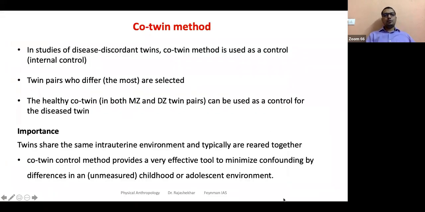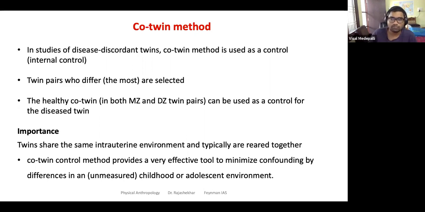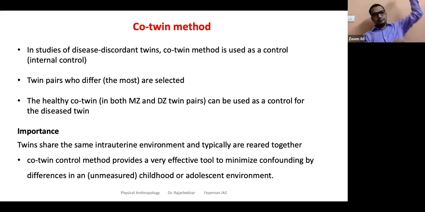So what do we mean by co-twin method? What do we mean by co-twin? In a twin pair, if there is A1, A2, A1 is a co-twin of A2, A2 is a co-twin of A1. In a pair, each of them is a co-twin of the other. So when we say co-twins, we're talking about co-twins of a single pair. But we are not interested in every co-twin in a study like this. We focus on diseased, discordant twins. What do I mean by that? We take twins who show discordance, who don't show the same character. Such twins are selected for the co-twin method.